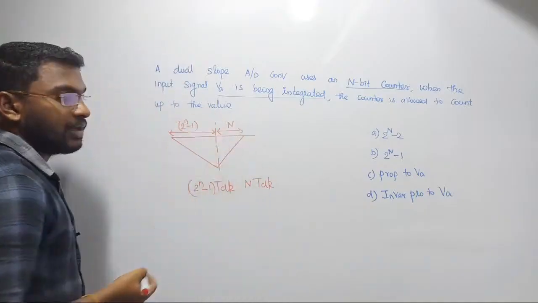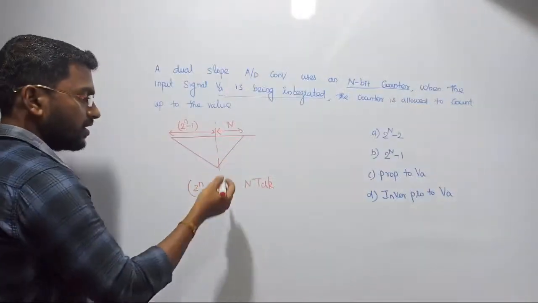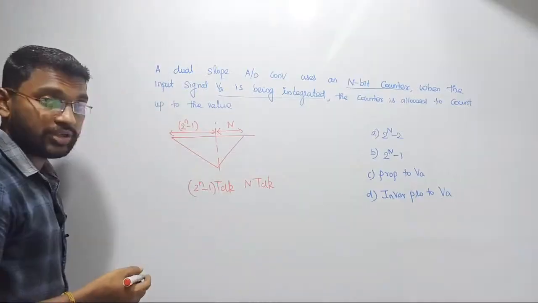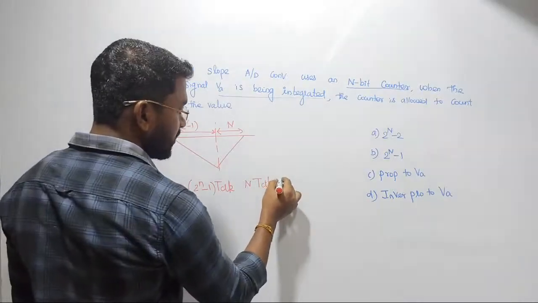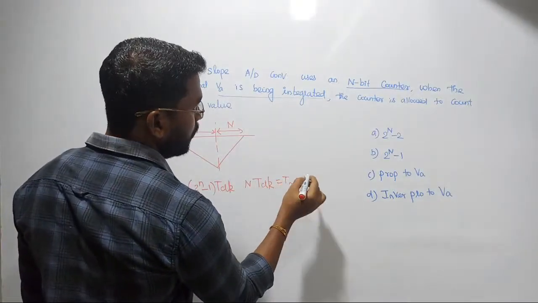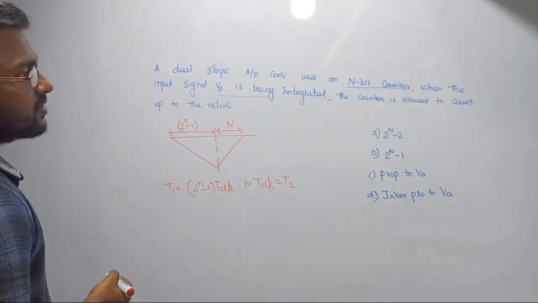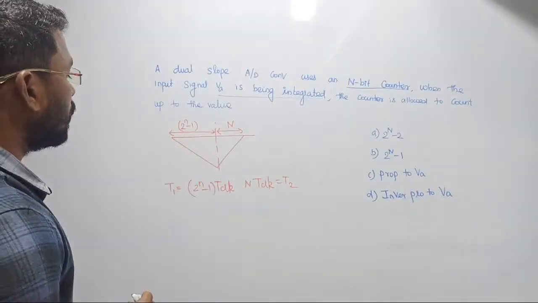That is the total counting cycle, the number of cycles that we are taking to reset the counter. And we have seen the observations. What we saw can be defined as t1, and this can be defined as t2. Now the question is, the counter is allowed to count up to what?